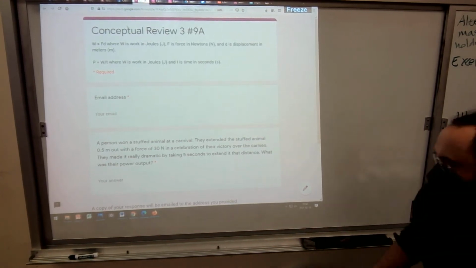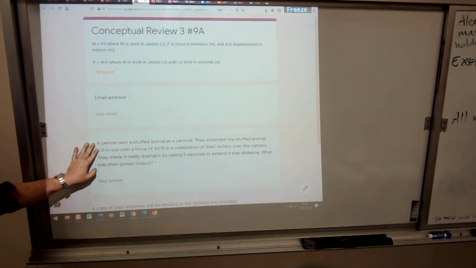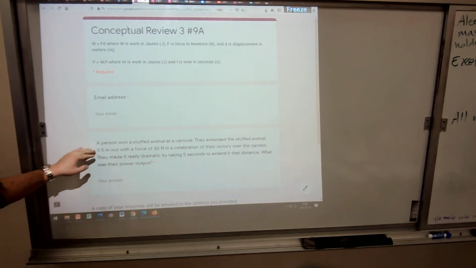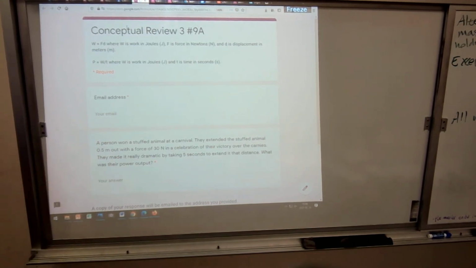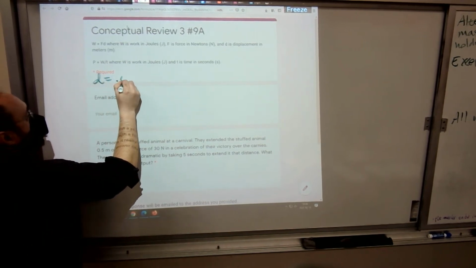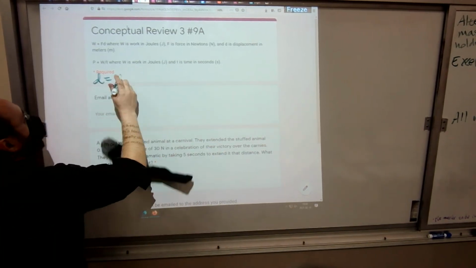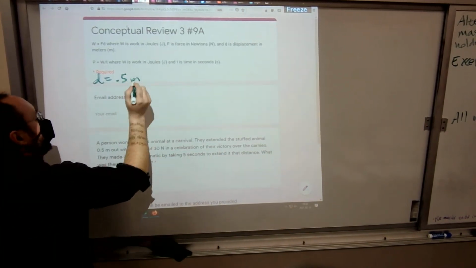All right. This check-in has our person winning a stuffed animal at a carnival. They extended it 0.5 meters out. That's a distance, really a displacement, I guess. It's got a direction, 0.5 meters out. That's not a 5, it's 0.5.